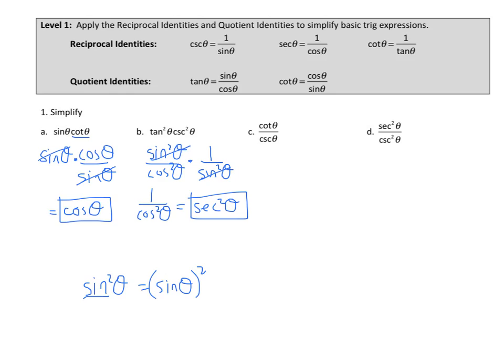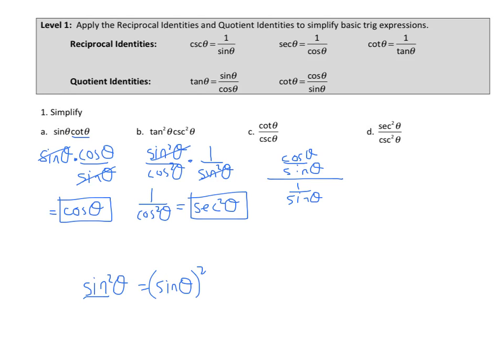In the next example, cotangent theta over cosecant theta. Cotangent theta is cosine theta over sine theta, divided by cosecant theta, which is 1 over sine theta.